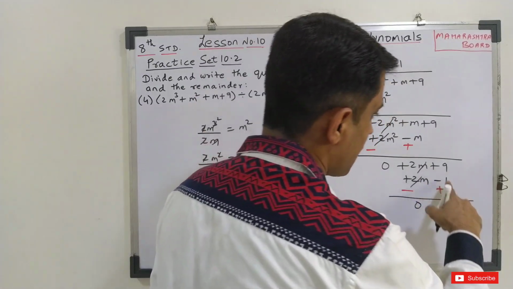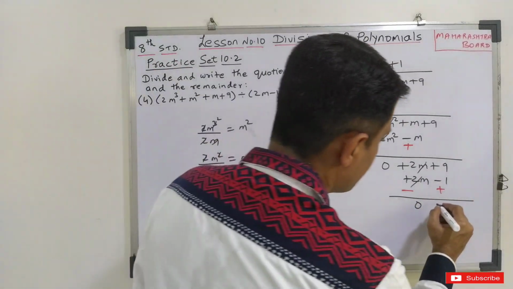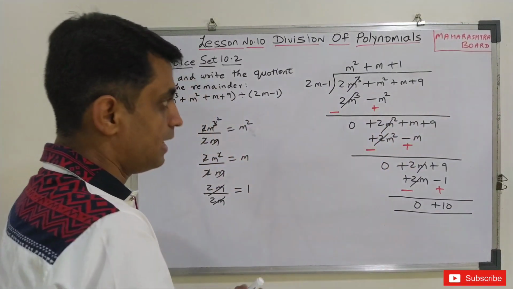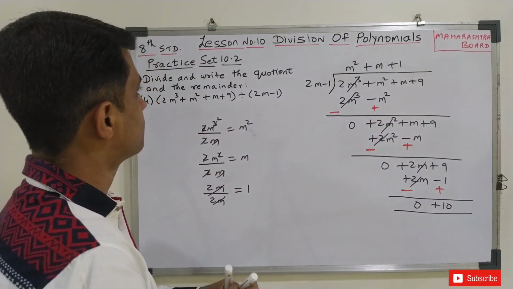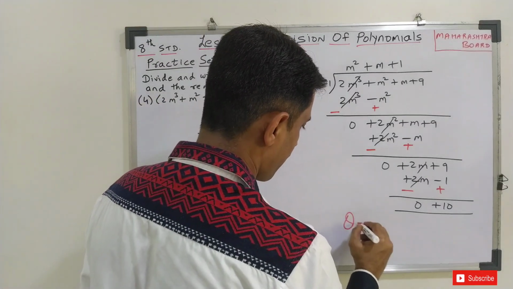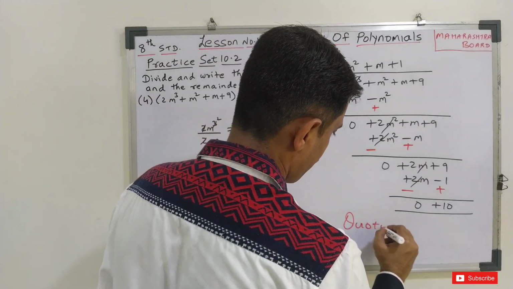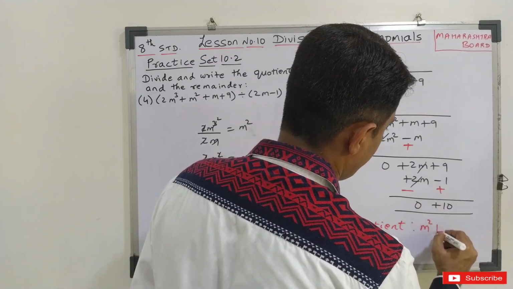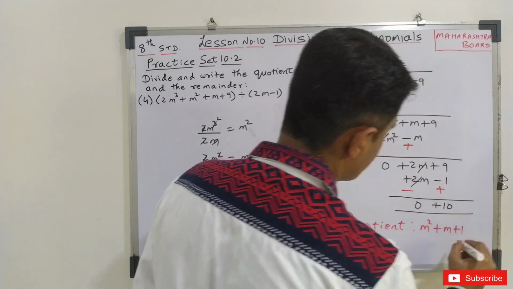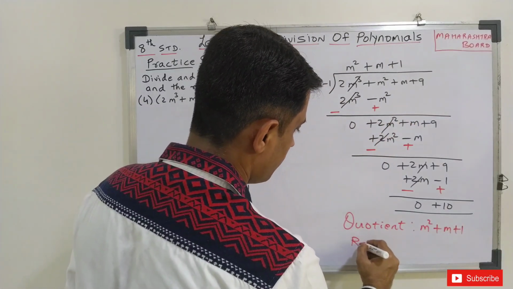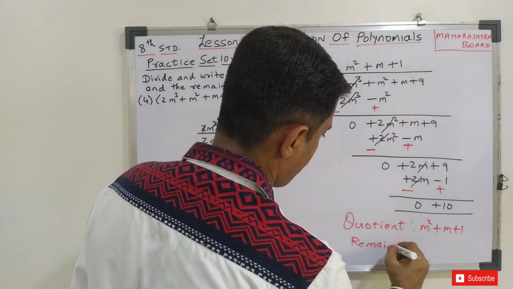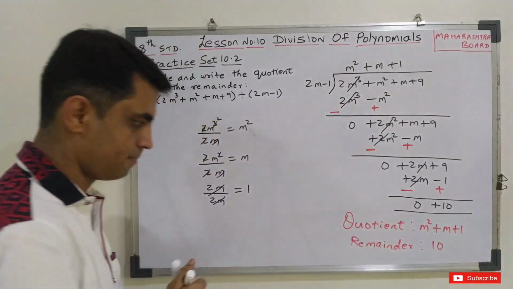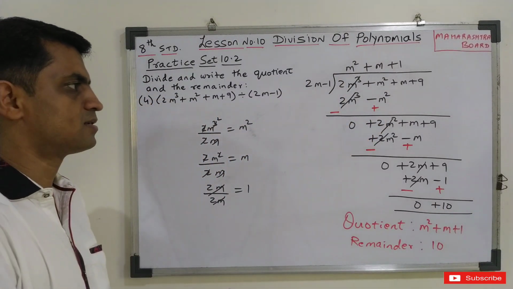Now student, plus 9 plus 1 will be plus 10. So this is our remainder. Let us note down the final answer. Question: m square plus m plus 1, and our remainder is 10. This way to solve the sum.